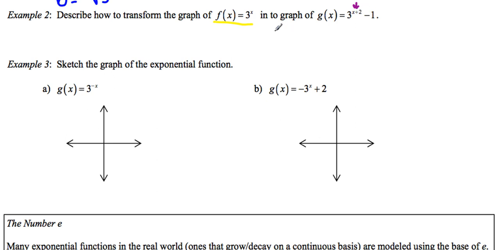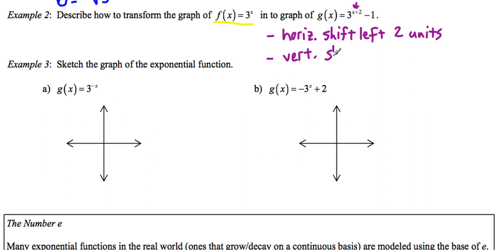That's our c value. Horizontal shift left 2 units. And then this minus 1 on the end is a vertical shift that's going to slide us down 1 unit.